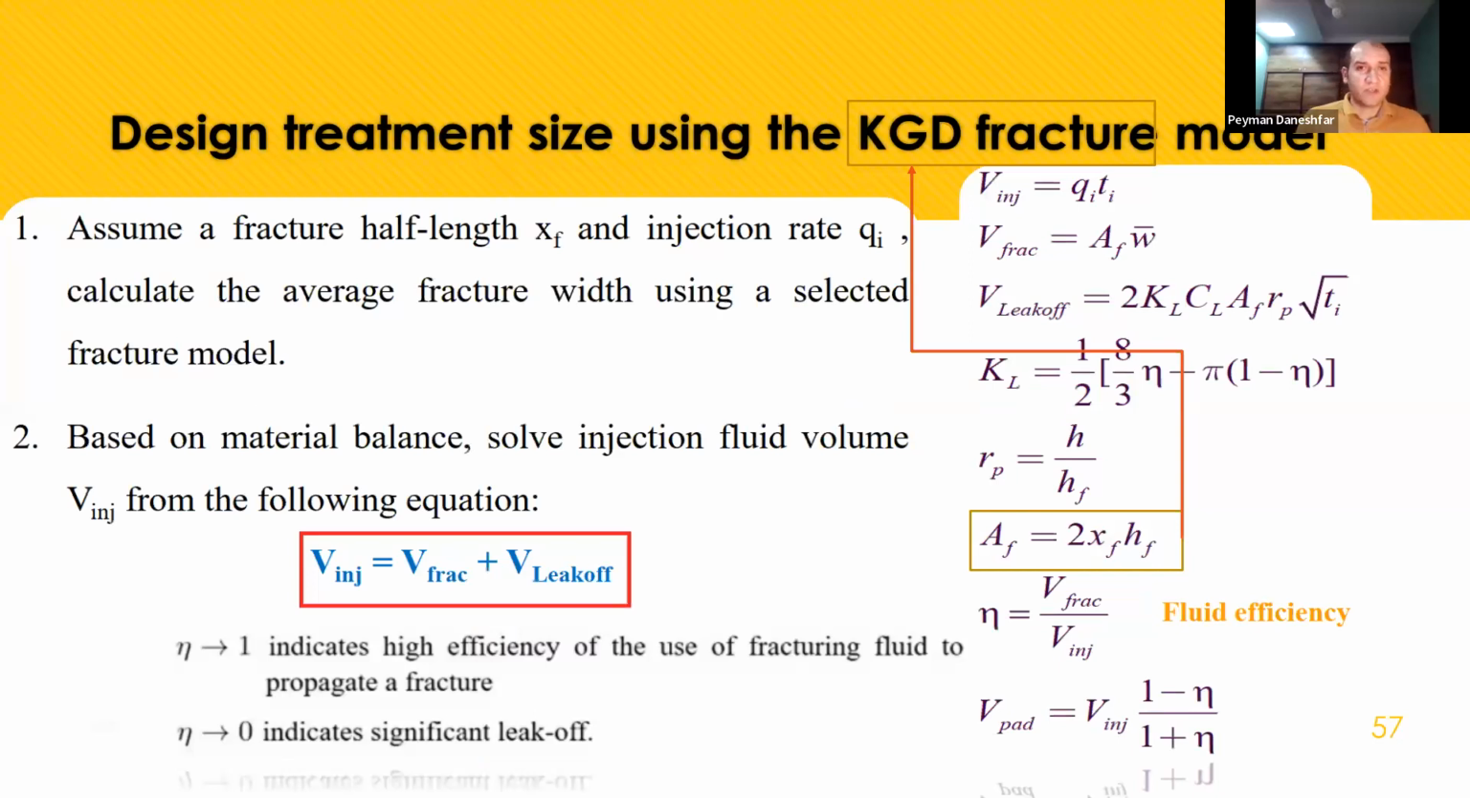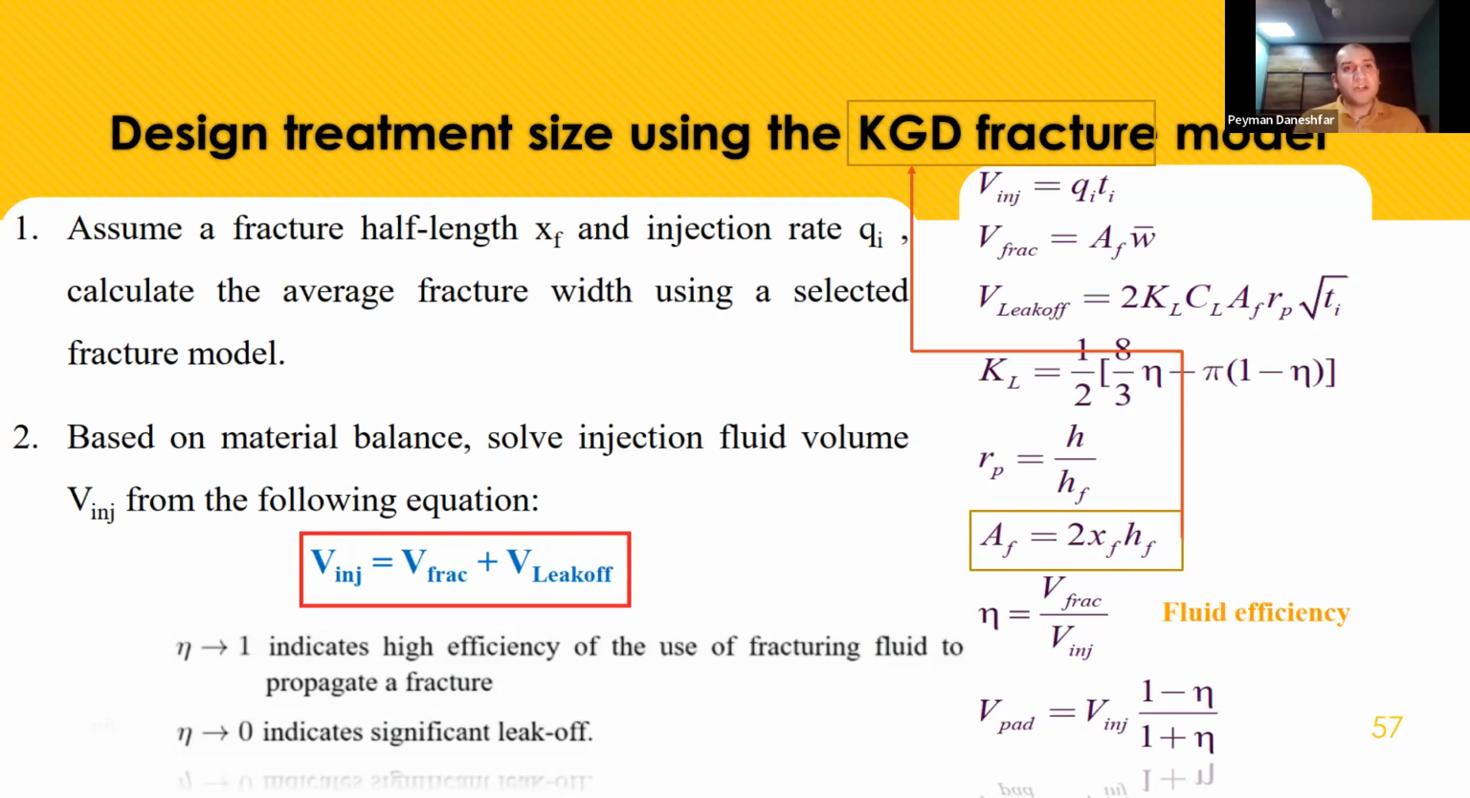Design treatment size using the KGD fracturing model, because our fracture area is defined by the fracture half length and fracture height. If defined by gamma, we can consider the PKN model. This is a simple formula that you can find in every book, with this example.